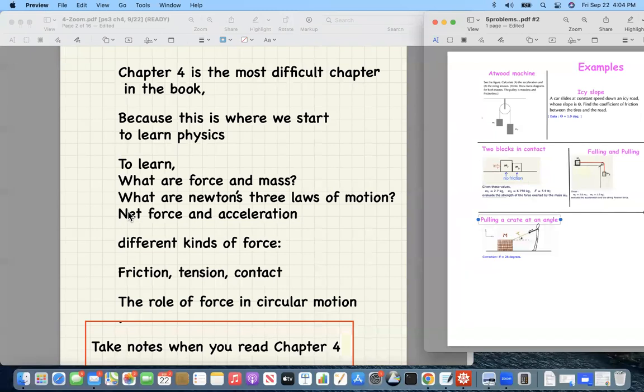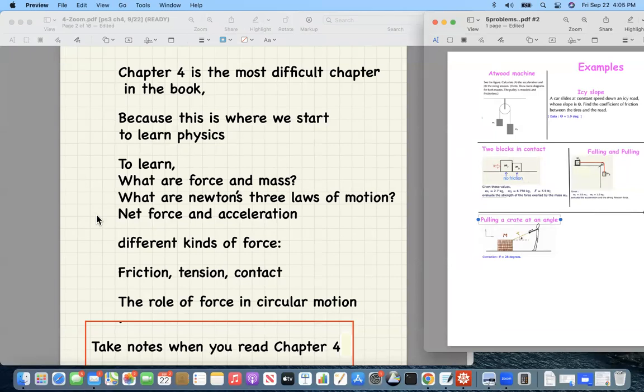In most problems, there are numerous forces acting on an object. There could just be one force acting on an object, but that would be a little unusual. Usually, there are several forces involved. So you have to know how to get the net force or the total force. That's related to the acceleration.